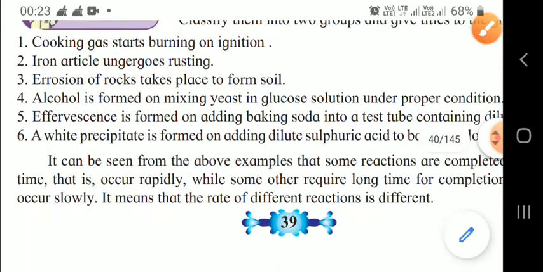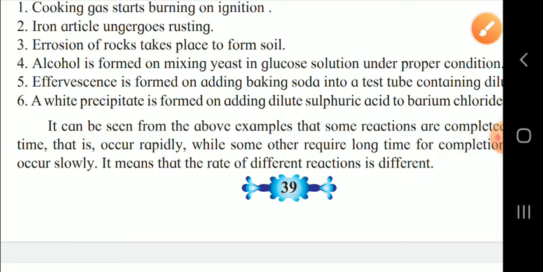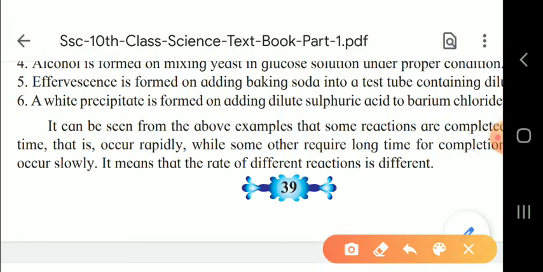Now we'll see that from the above examples, some reactions are completed within a short time, while some take a long time. It means that some occur rapidly and some reactions are very slow. So the rate of different reactions is different. To study which factors are affecting the rate of chemical reaction, we will see them one by one, children.